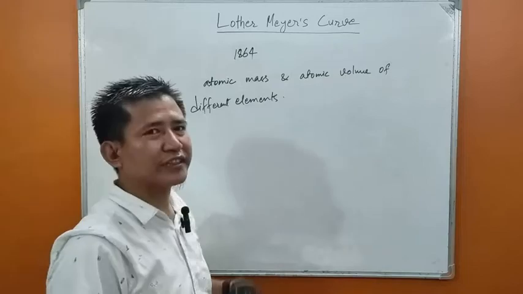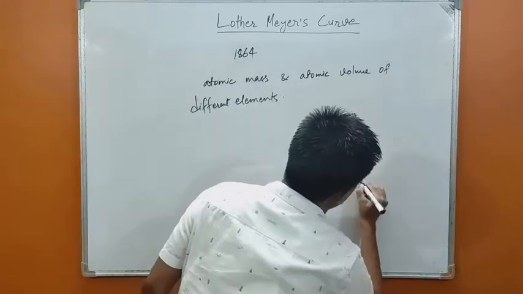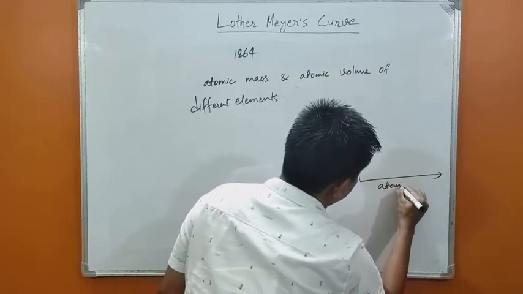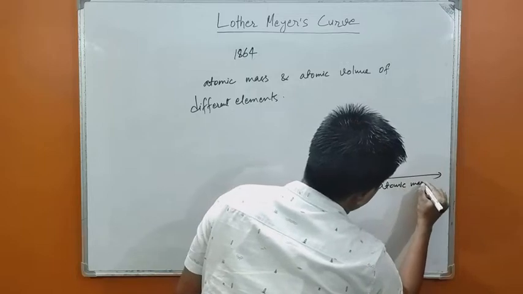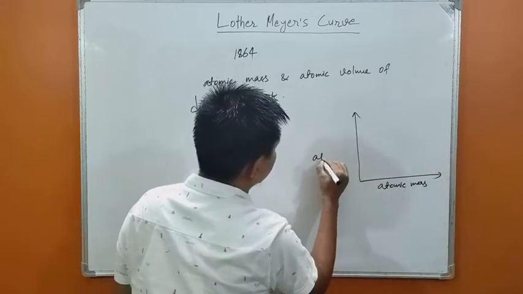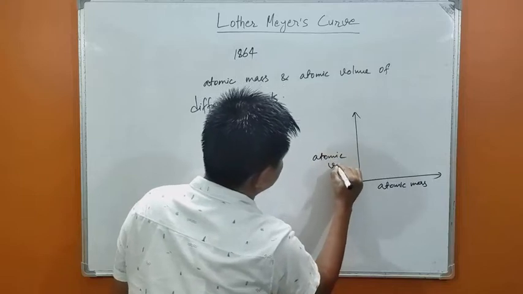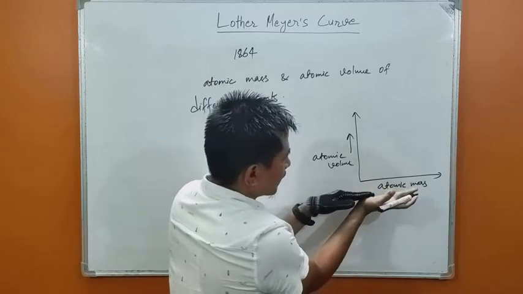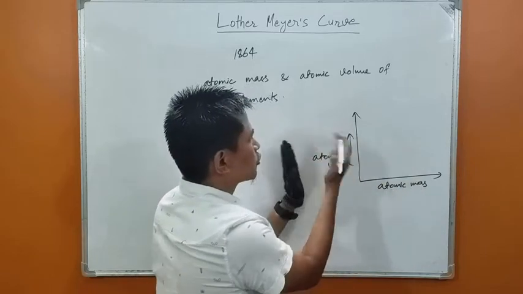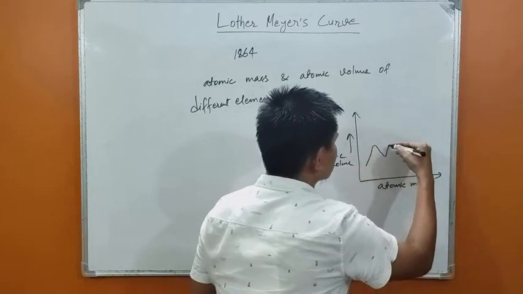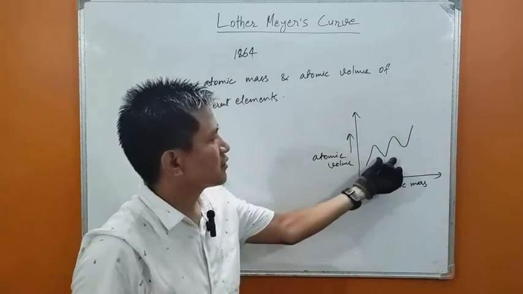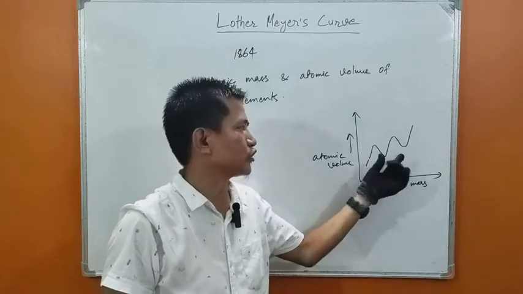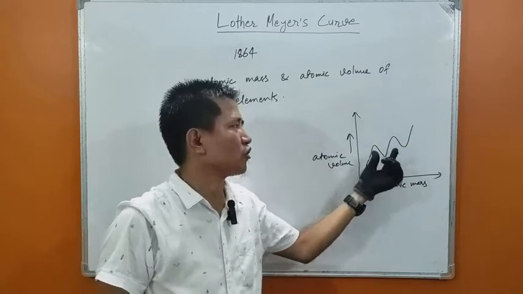Okay, and he plotted this in his graph. Atomic mass he plotted on the x-axis and atomic volume on the y-axis. When atomic mass versus atomic volume was plotted, his graph looked somewhat like this. Okay, this is not the exact graph of Lothar Meyer. This is only for demonstration. I'm just showing you. It looked somewhat like this.